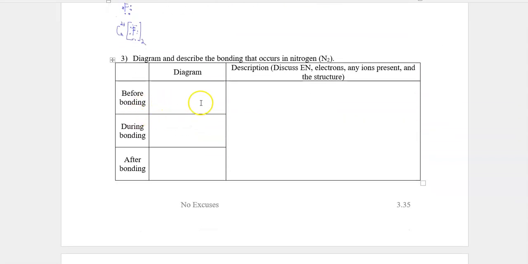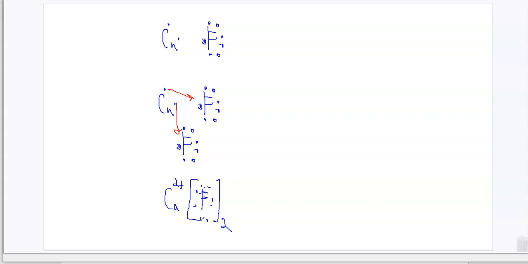Diagram and describe the bonding that occurs in nitrogen. No problem. You know our air is mostly nitrogen because nitrogen is bonded so strongly to itself, our body can't do anything to it, so it just goes in and out of our lungs. We'll see in a second why nitrogen is bonded so strongly, but something like oxygen isn't.